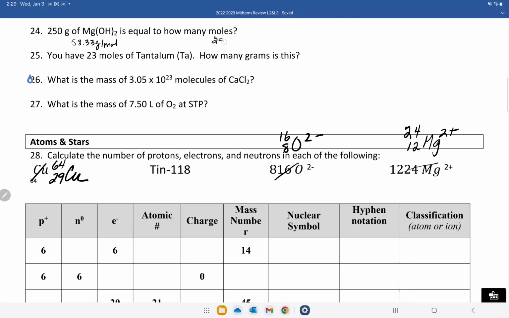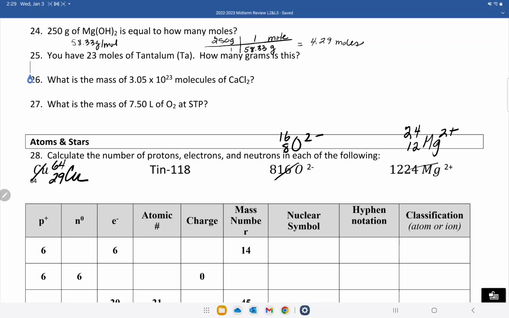So we start with 250 grams, put it over 1, gram comes down, mole goes to the top, 1 goes next to mole, 58.33, which is the mass of the magnesium hydroxide. Take 250, divide by 58.33, and I get 4.29 moles.